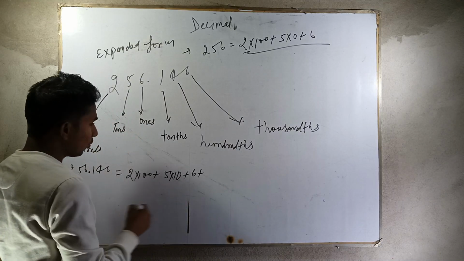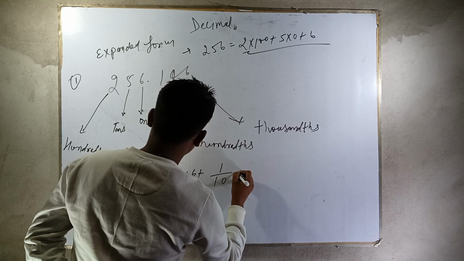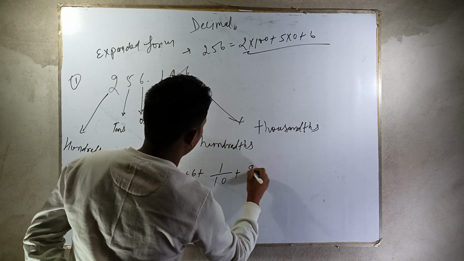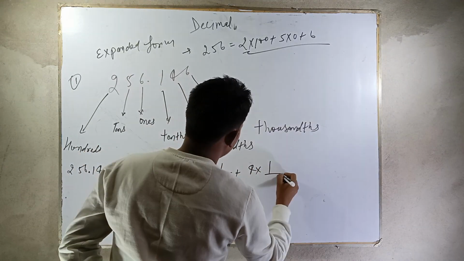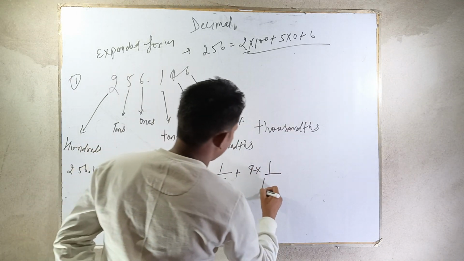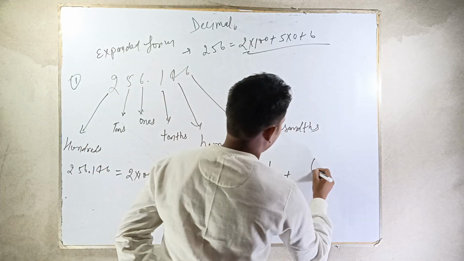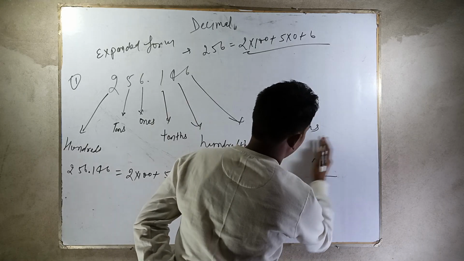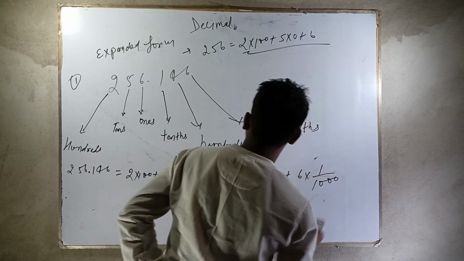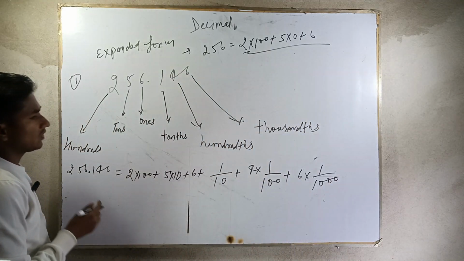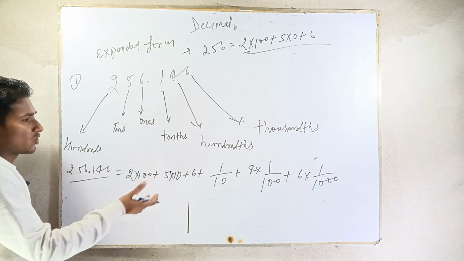Now for the decimal part, if 1 is given, then I write 1 cross 1 by 10, and the next one is 4 cross 1 by 100. That means for the second term I need to write 4 by 100. Next one is 6, that means 6 cross 1 by 1000. So if a question is given to write this in expanded form, I need to write it like this.